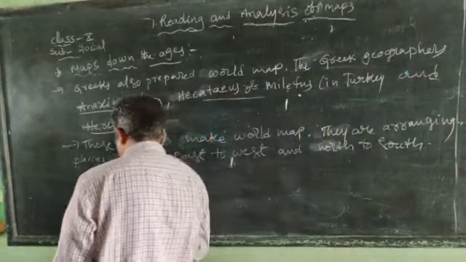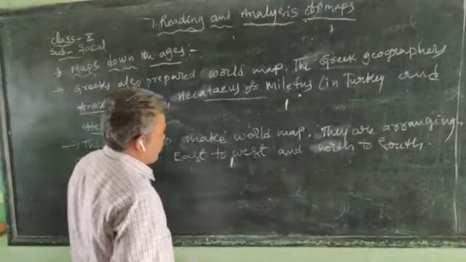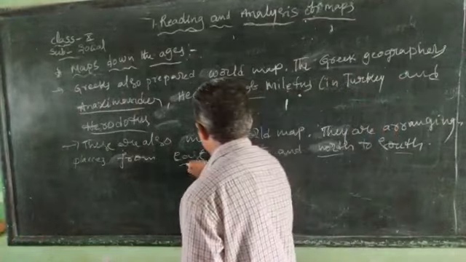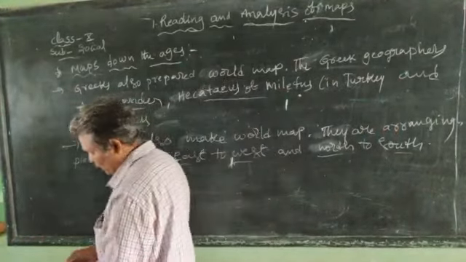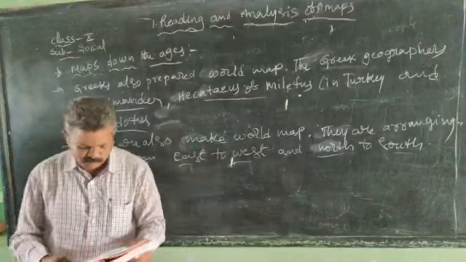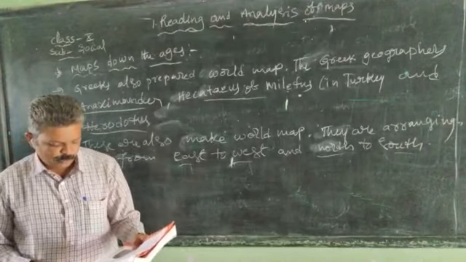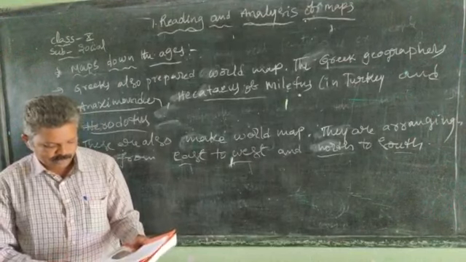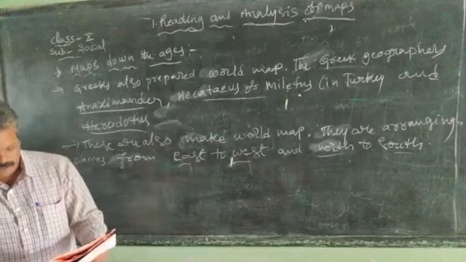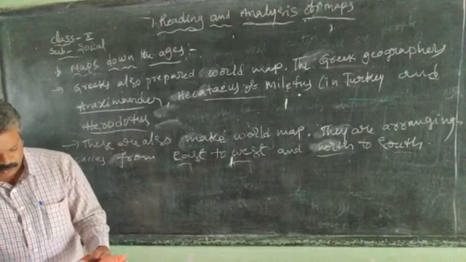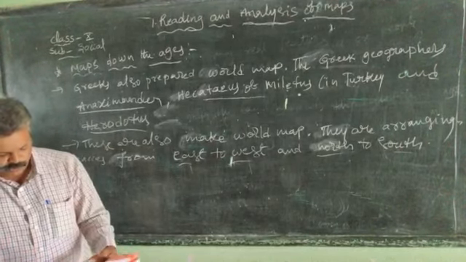The Greeks also prepared maps, arranging these places in them. They were developing these types of features and mentioning them on the map also. The ideas were similar to the Babylonians, who believed that the earth was round, surrounded by ocean water.